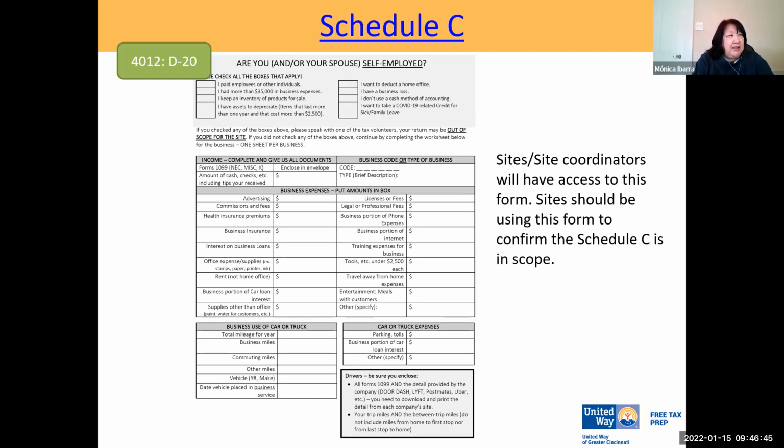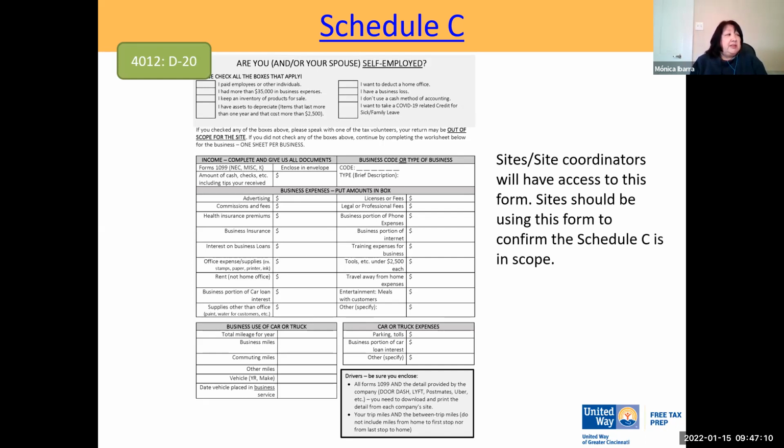I have a cheat sheet. Let me see if I can share that. Well, I'll go through that in a minute. But there are business codes on the cheat sheet. I have the codes for commonly used businesses that our sites do. The things that I had mentioned before: cleaning, driving, construction, things like that.